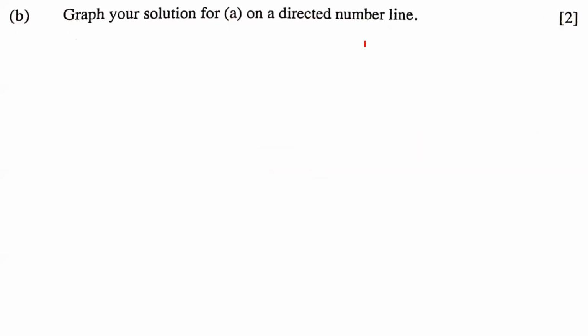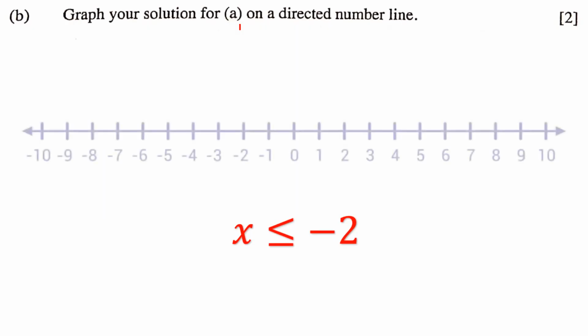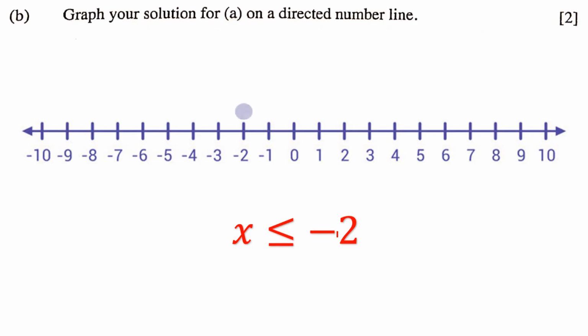All right, so let's move on to question 8b. It says graph your solution for A on a directed number line. So we have the solution that we found, which is x is less than or equal to negative 2. We have our directed number line, which is basically a number line. You have to draw this number line. And remember, notice that we have what? Negative 2. So I'm going to put a circle above negative 2. Notice that the circle is shaded in. The reason why the circle is shaded in is because you see that this symbol below, this line, means that x is equal to, because this is less than.